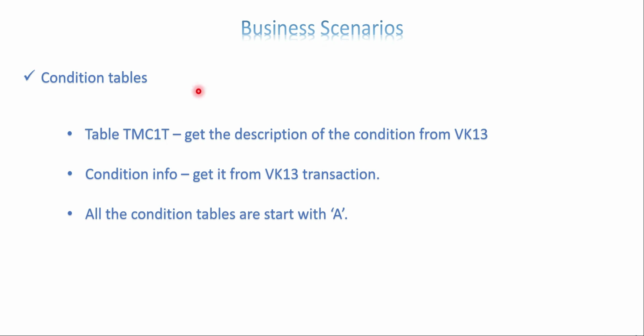And how can I find a condition table? Get the description of the condition from VK13. I will show you in the system as well. Once you have the description of the particular condition, which is nothing but material slash customer, or material slash customer slash quantity, you can go to the TMC1T table to find the condition tables, or in the condition info, which is also available in the VK13 transaction. That gives you the backend condition table, the A series table. All the condition tables start with A.